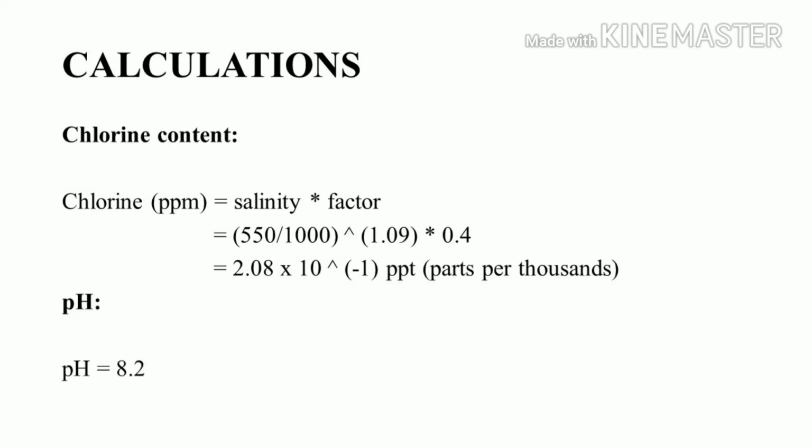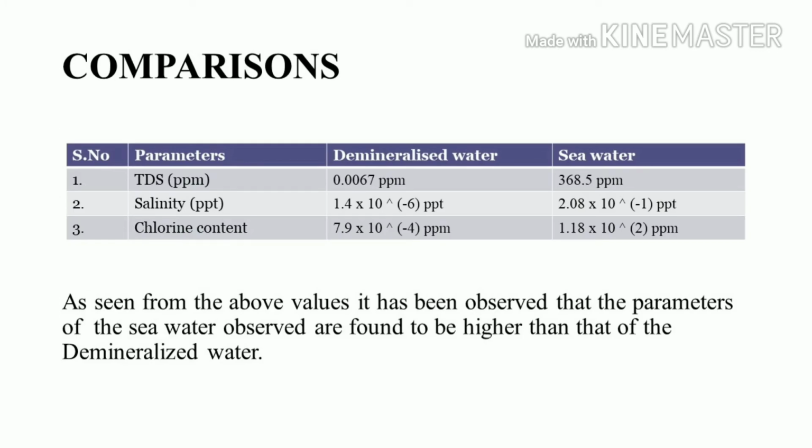And now, to find out the chlorine content and pH, the chlorine content is found out by salinity into factor, which is 550 by 1000 the whole power 1.09 into 0.4. That is 2.08 into 10 power minus 1 ppt, which is parts per thousand. And the pH is obtained from the internet, and it is also calculated as 8.2.